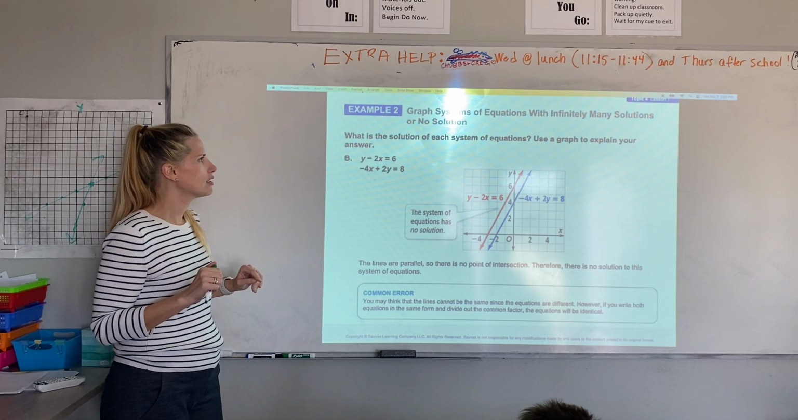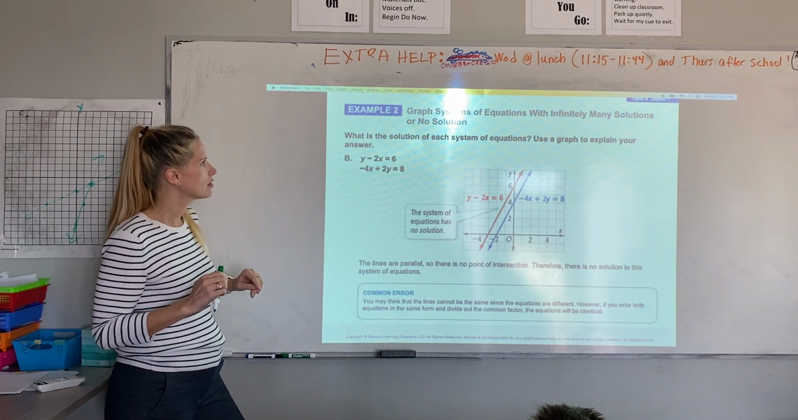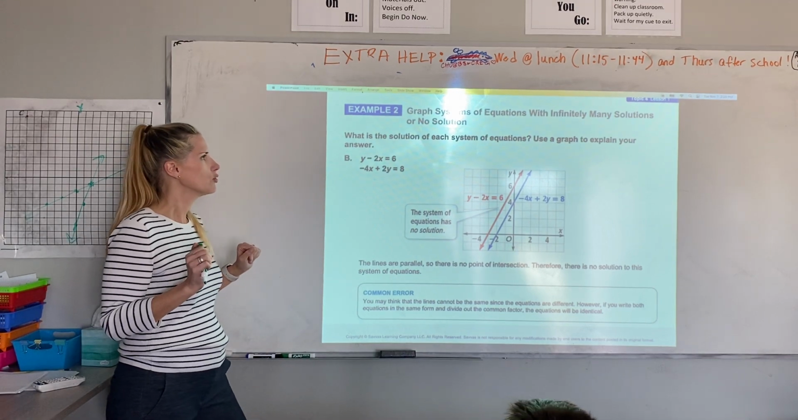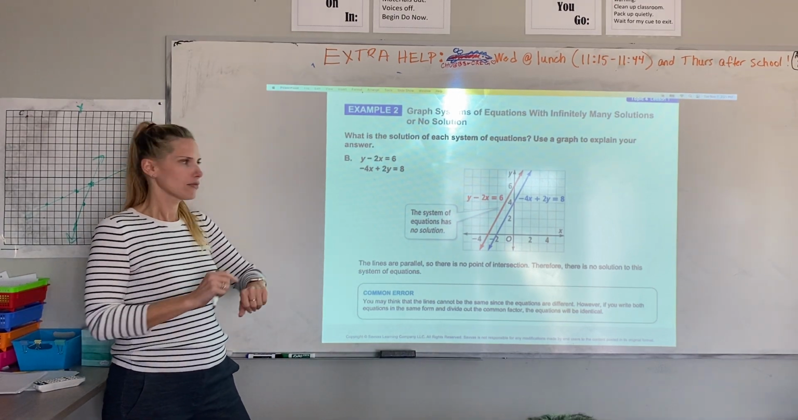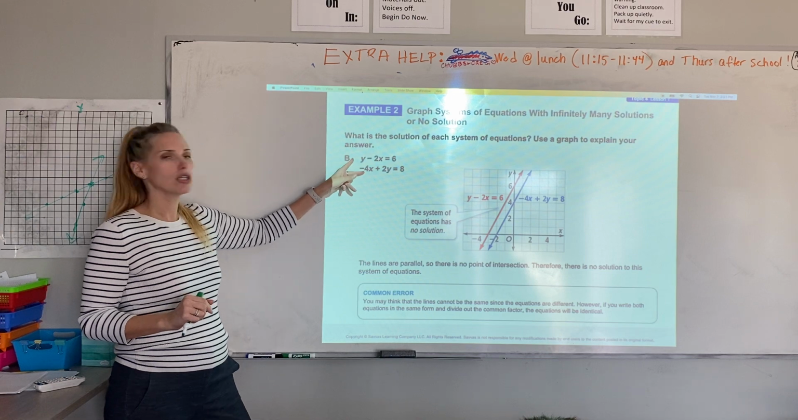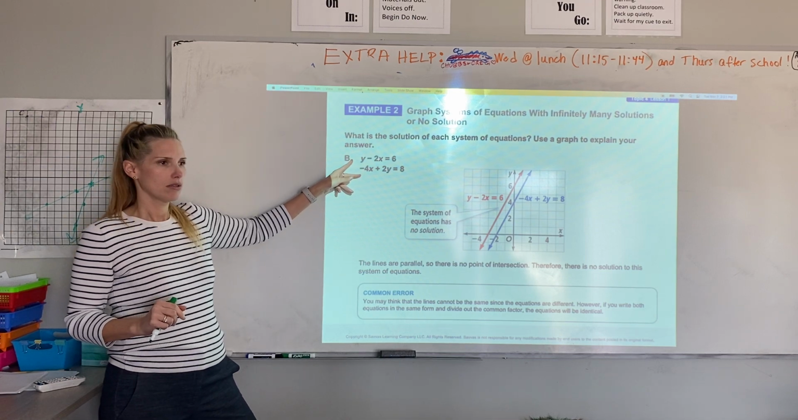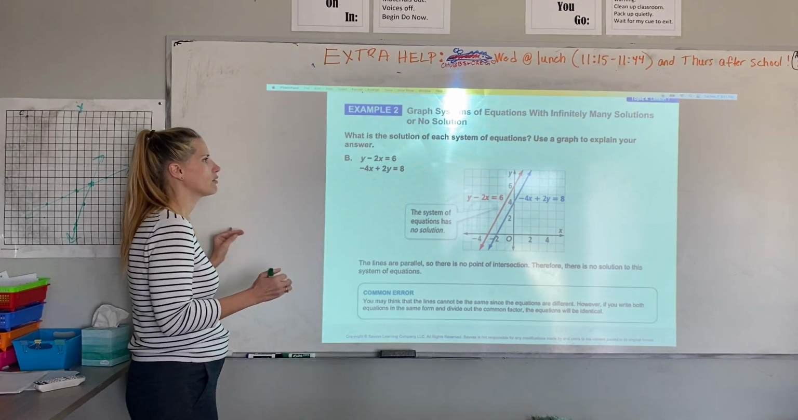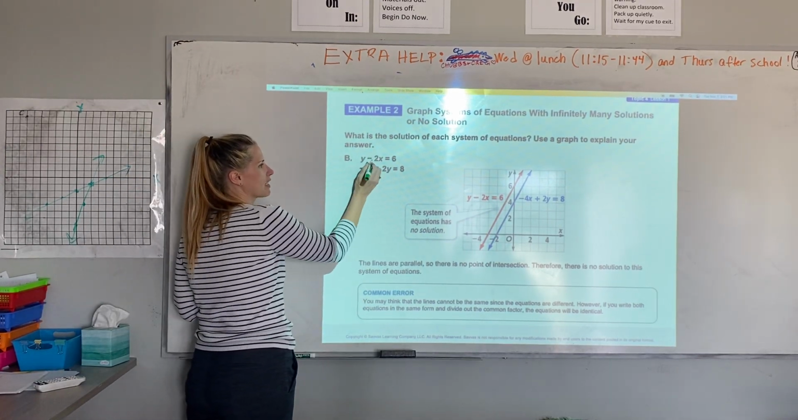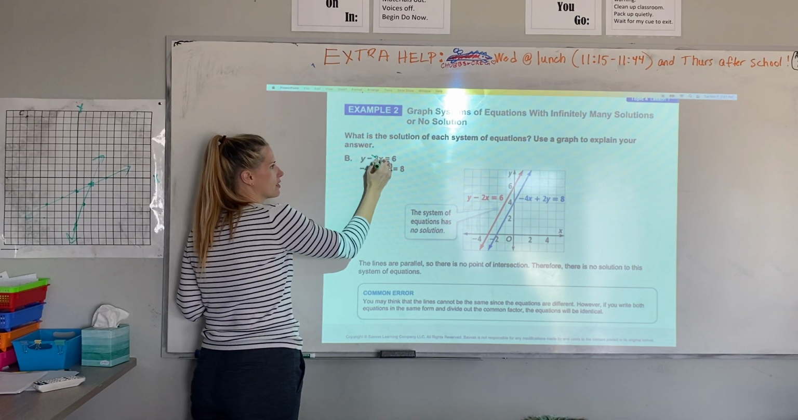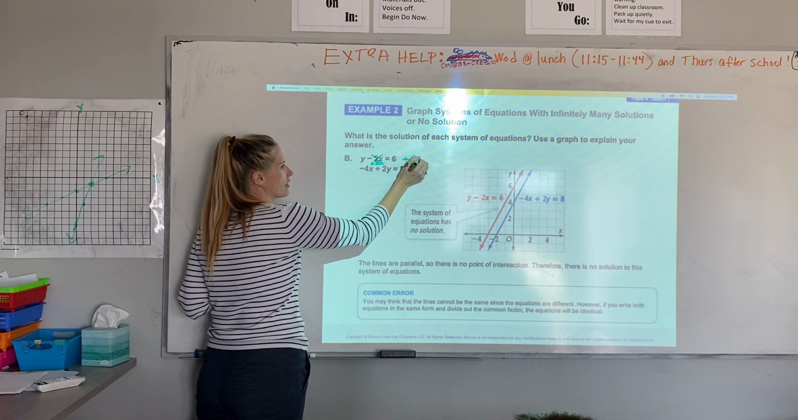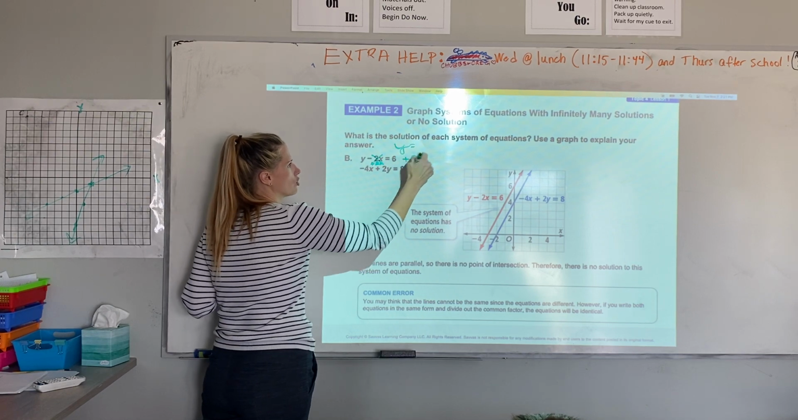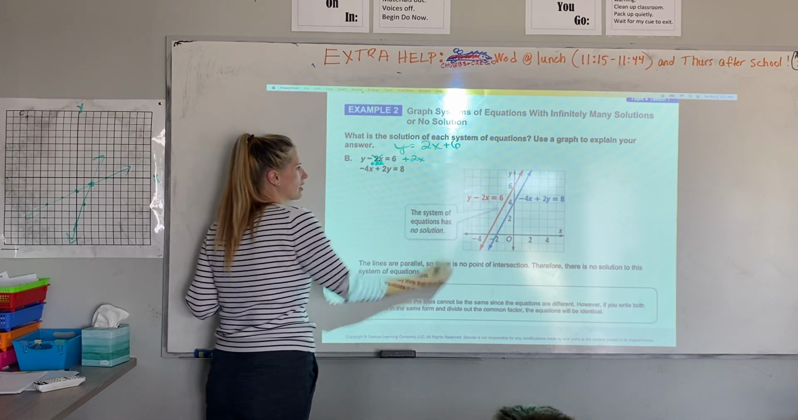What is the solution of each system of equations? Oh, this is another system of equations. Use a graph to explain your answer. Okay. These do not look alike, so we don't know yet. Pretend this isn't here, okay? We're going to rearrange these. I'm going to take my negative 2x and move it. I'm going to add it here to cancel it out, and add it here. But I'm going to switch, so I have y equals 2x plus 6.